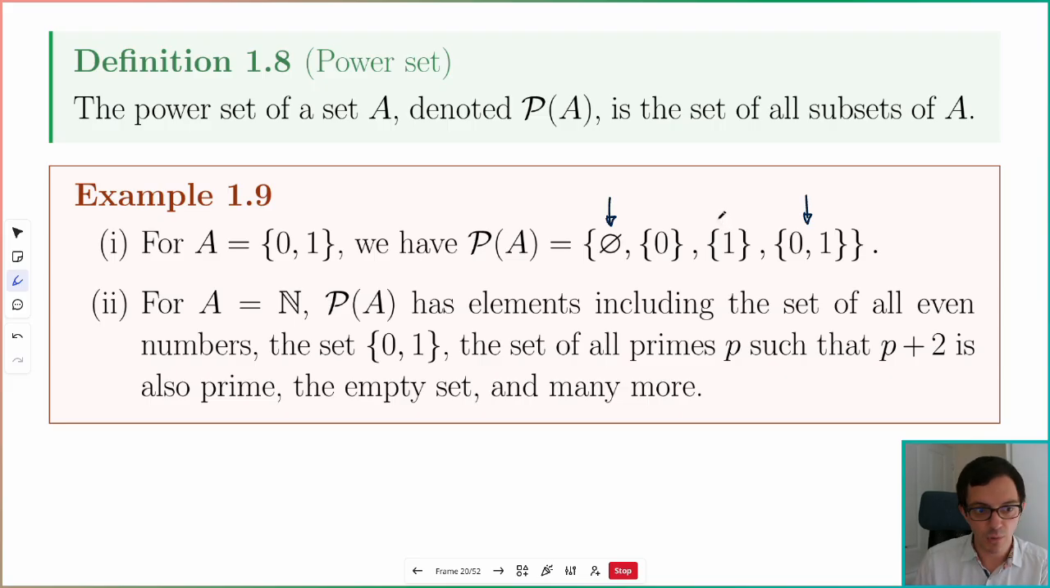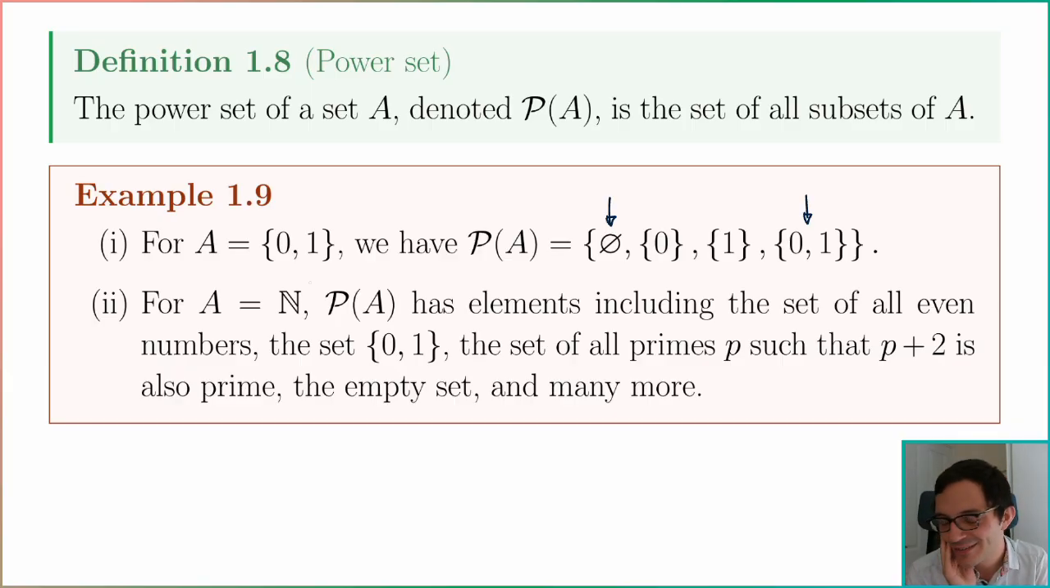Okay, and then I wanted to give you an example with the naturals. The power set there has many, many elements, including the set of all even numbers that I mentioned before, the set above, the set containing 0 and 1, the set of all primes such that p plus 2 is also prime, twin primes, if you know about those, the empty set, of course, and lots more things. So I couldn't list out all of the elements of the power set of the naturals for you. I'm sorry about that.